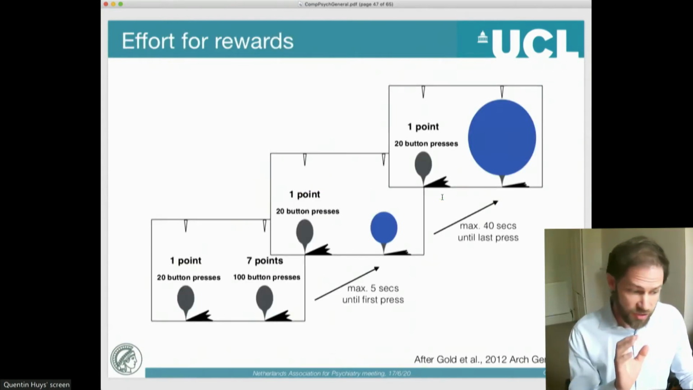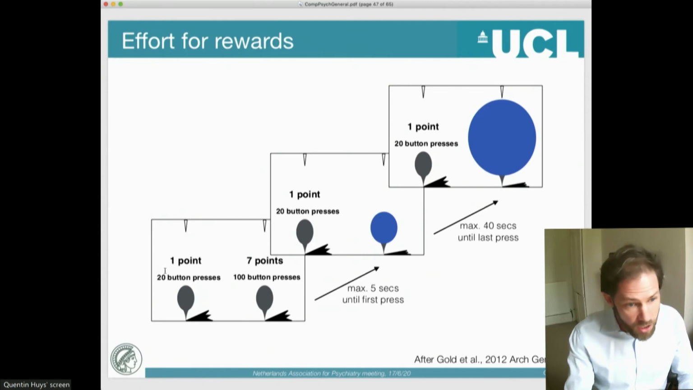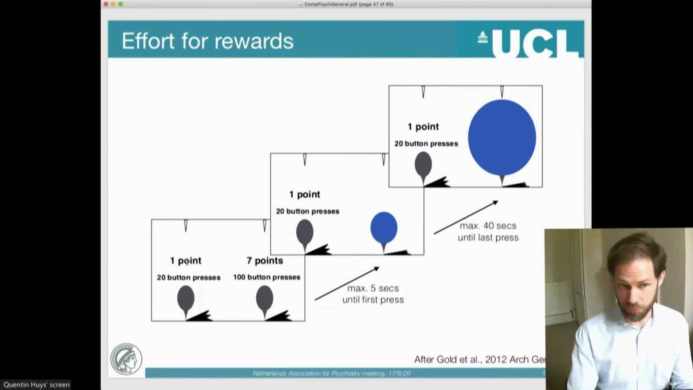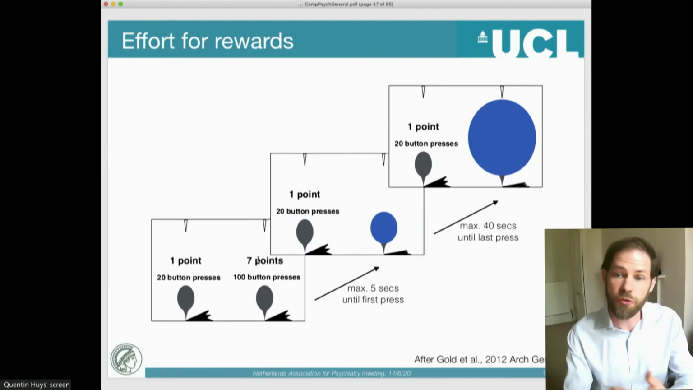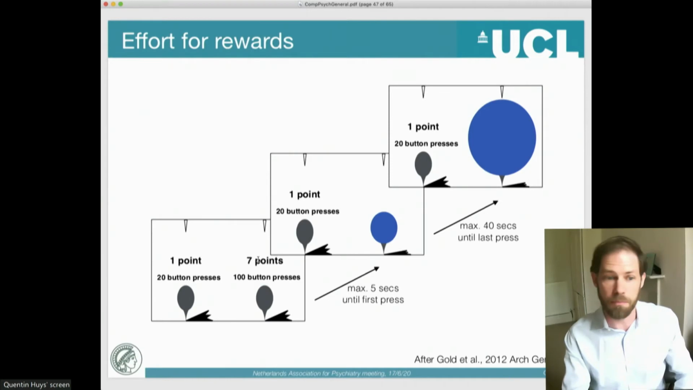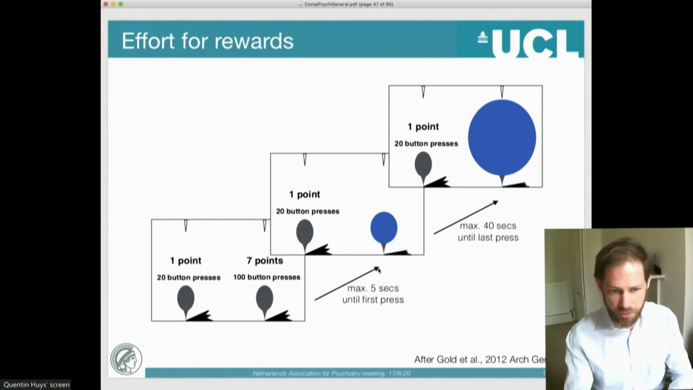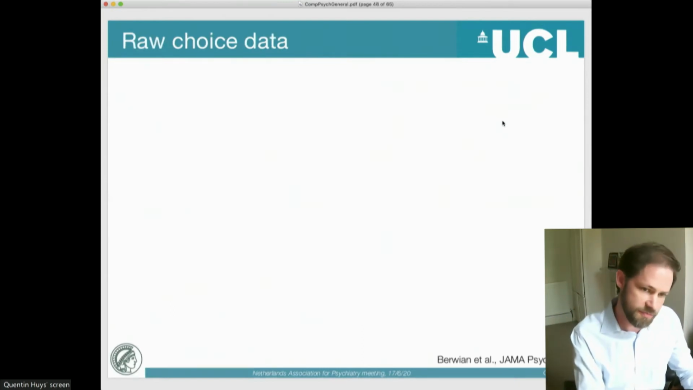And I'd like to tell you just about one measure that we acquired, which is a very, very simple task, where you repeatedly have to choose whether to emit 20 button presses to get 1 point, or 100 button presses to get a few more points, on different trials 3, 4, 5, 6, or 7 points. So really, this asks the question of how much effort you are willing to invest for a couple more points. And so when you choose that, then you have to press the button 100 times until this balloon pumps up and pops, and then you get the points.